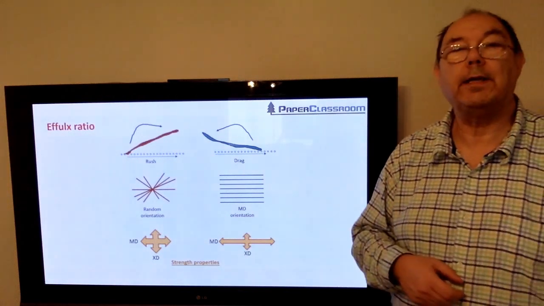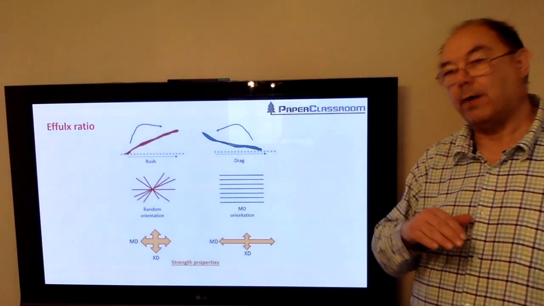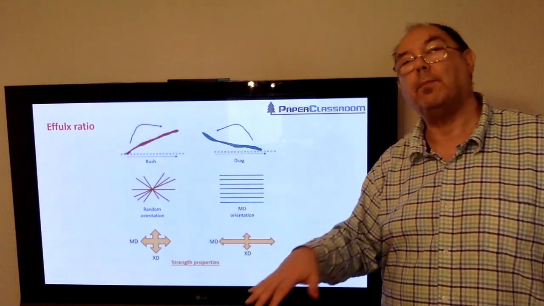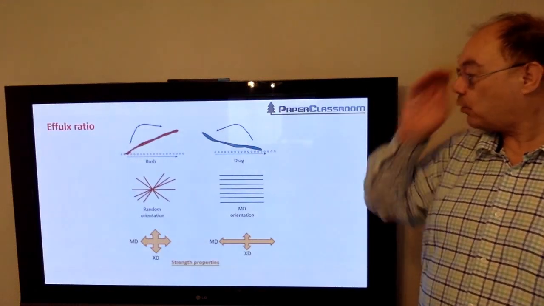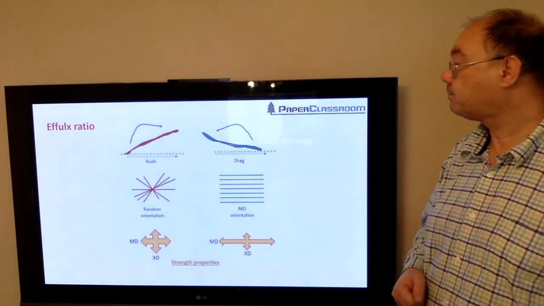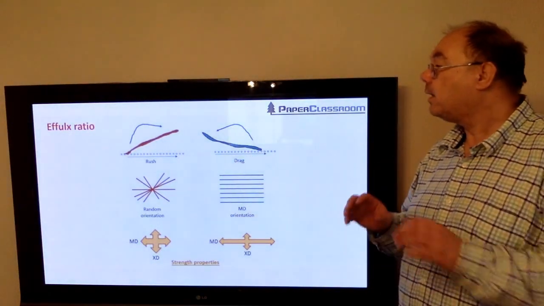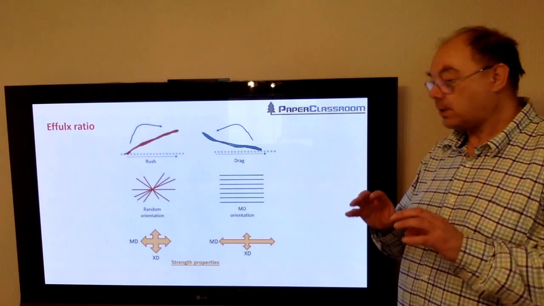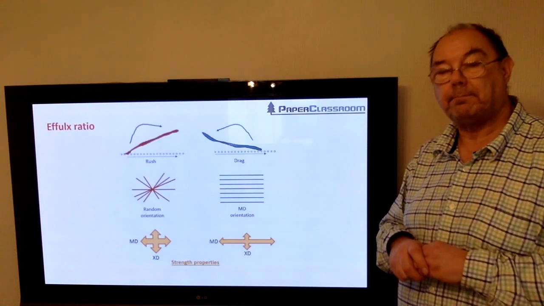The third variable is efflux ratio. Efflux ratio is the ratio of the jet speed of the stock compared to the wire speed. And there are 2 modes for efflux ratio. We have what's called the rush and we have drag. In the rush formation, this means that the stock is travelling faster than the wire.